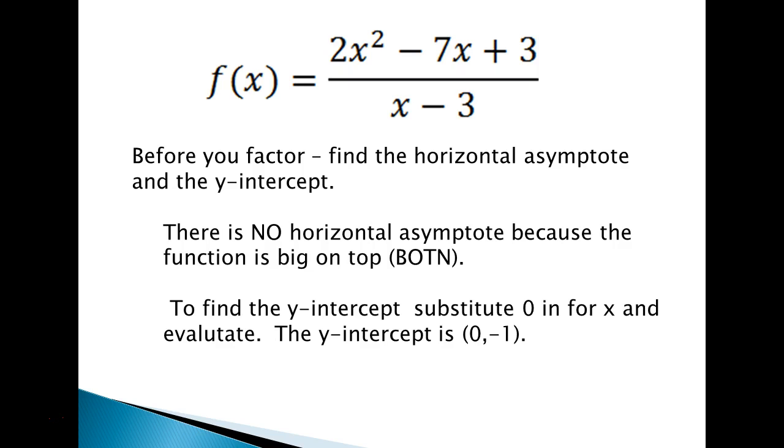Now, in this case, it's big on top. The degree in the numerator is larger than the degree in the denominator, so there is no horizontal asymptote. We find the y-intercept by substituting in 0 every place we see x. That's going to give us a y-intercept at -1. If you're not sure that you understand that, try that on paper.